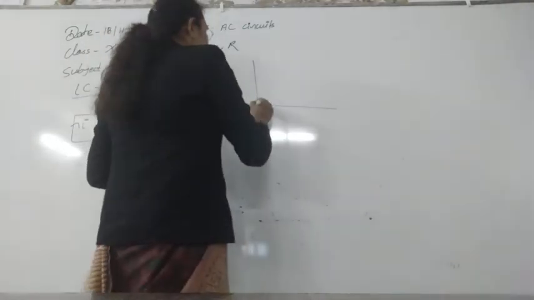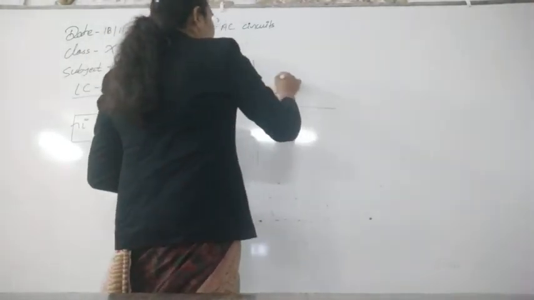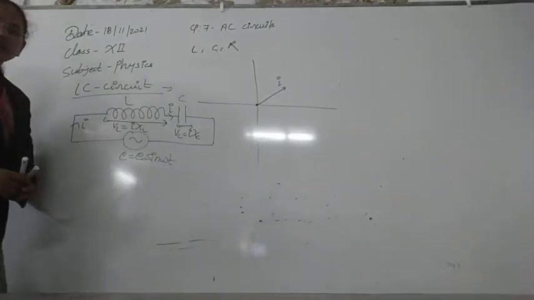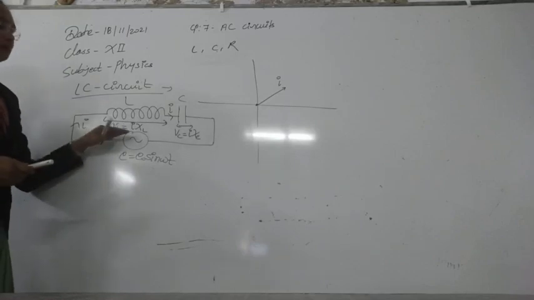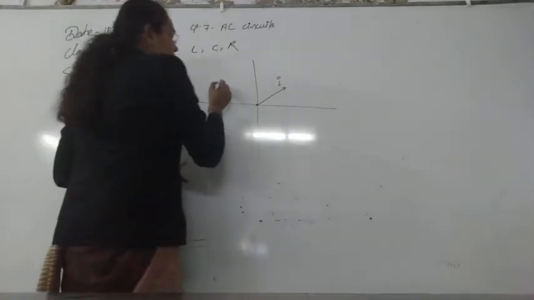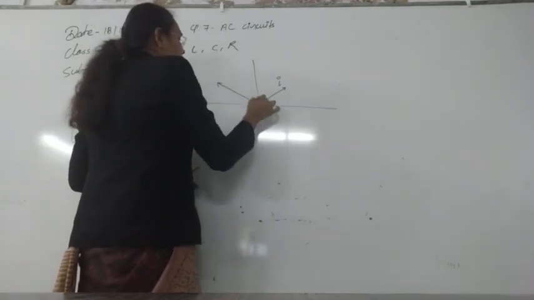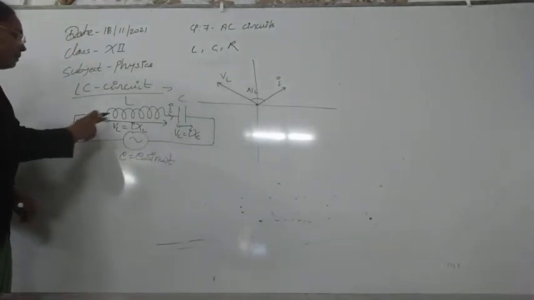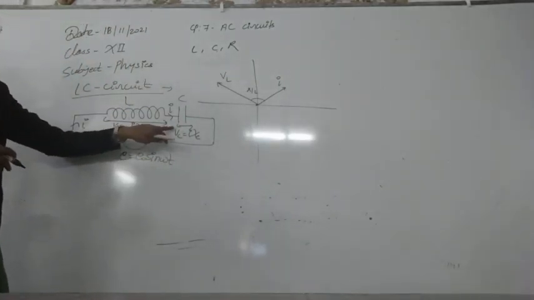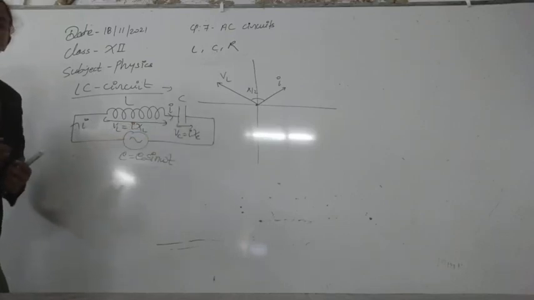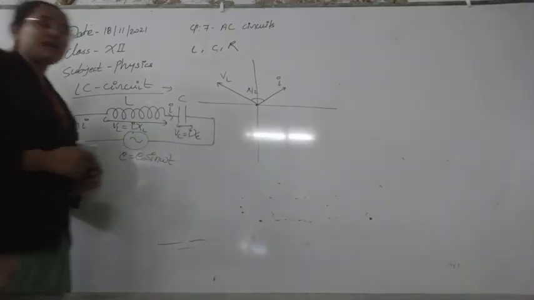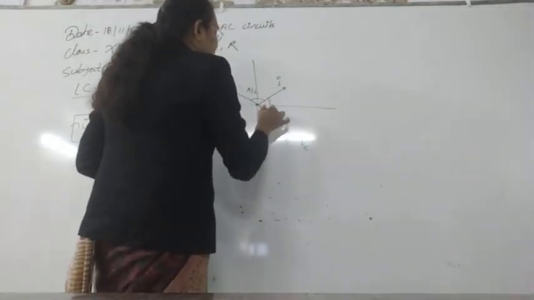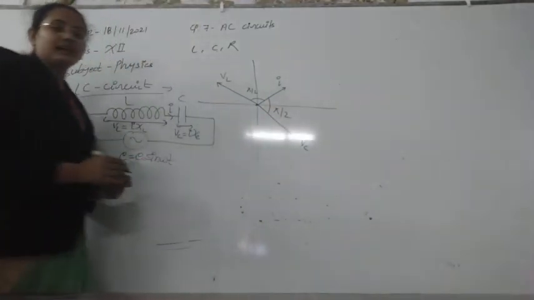As we know, suppose this is the direction of current. For an inductive circuit, we know the potential leads the current by pi by 2 phase. So the angle between the potential VL and the current I will be pi by 2. And for a capacitive circuit, the potential is in lagging condition, it lags behind the current by pi by 2 angle. So now we can construct the phasor diagram.